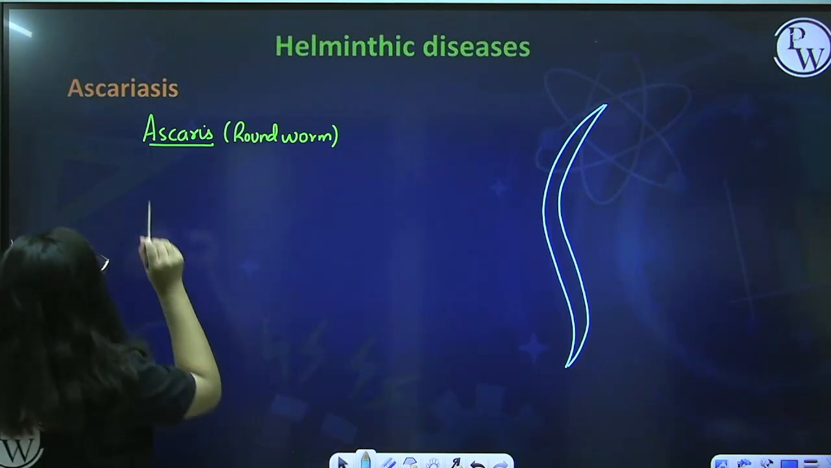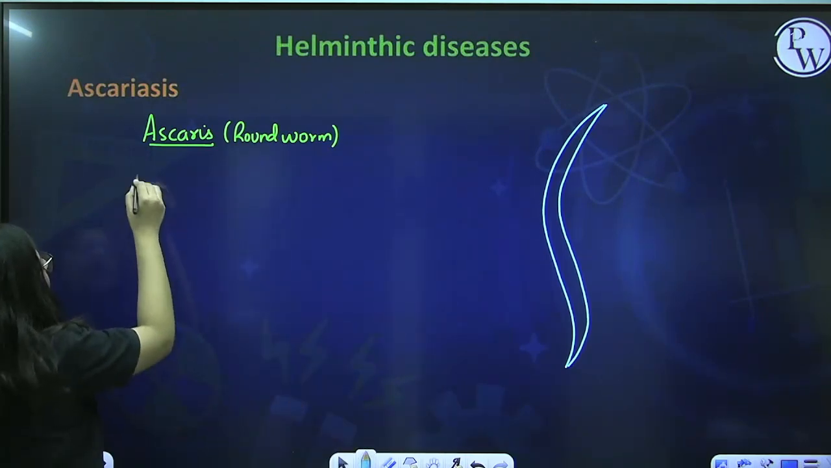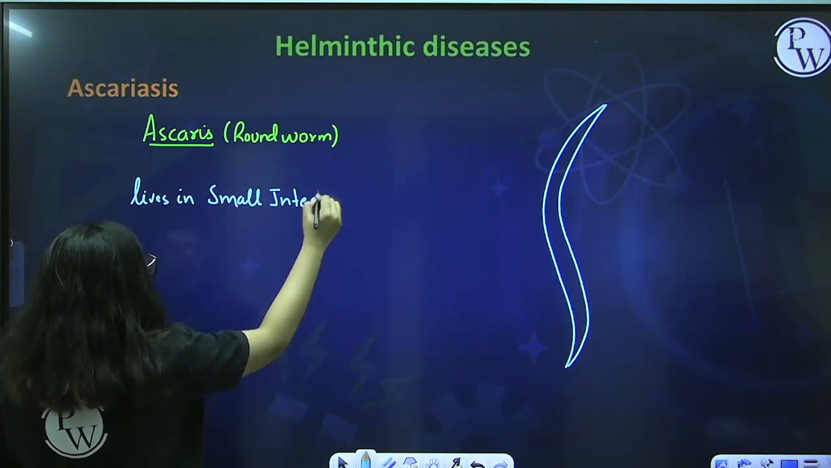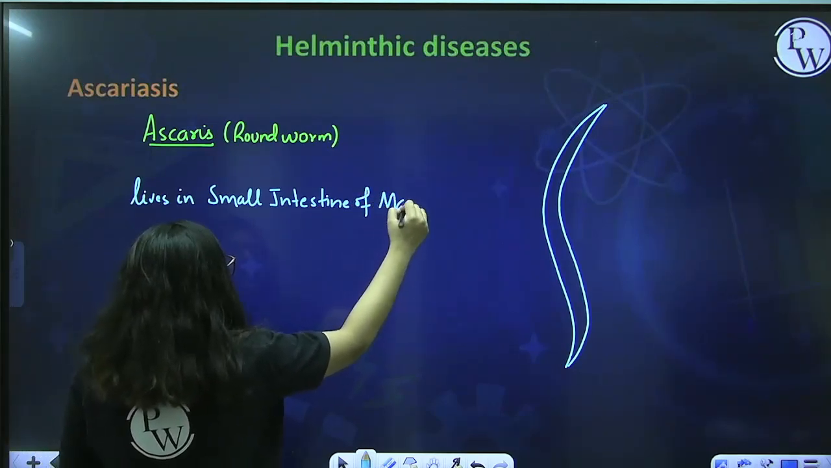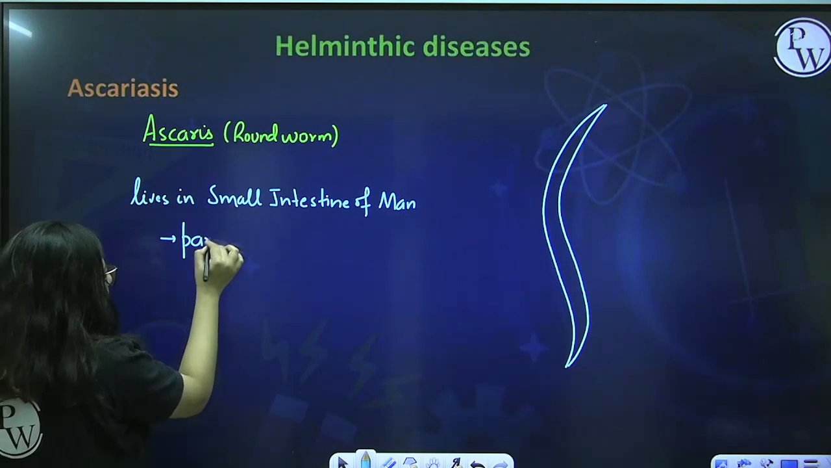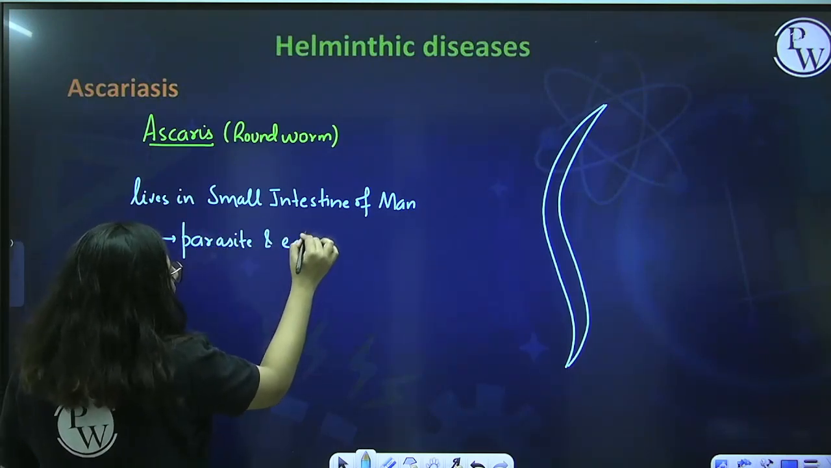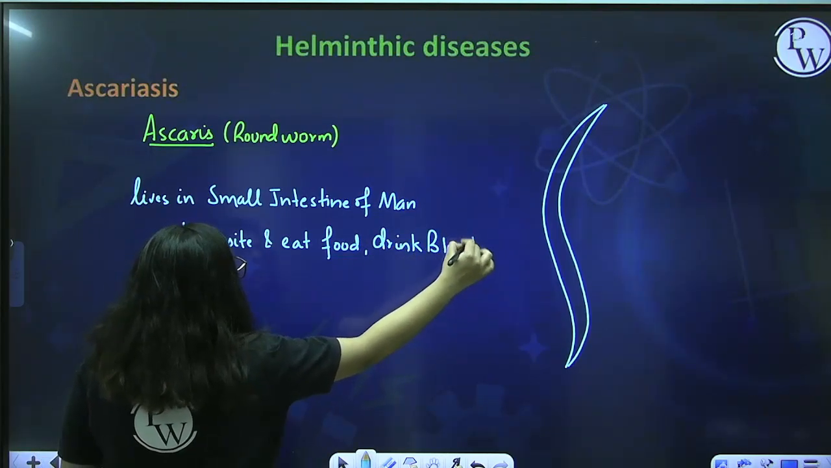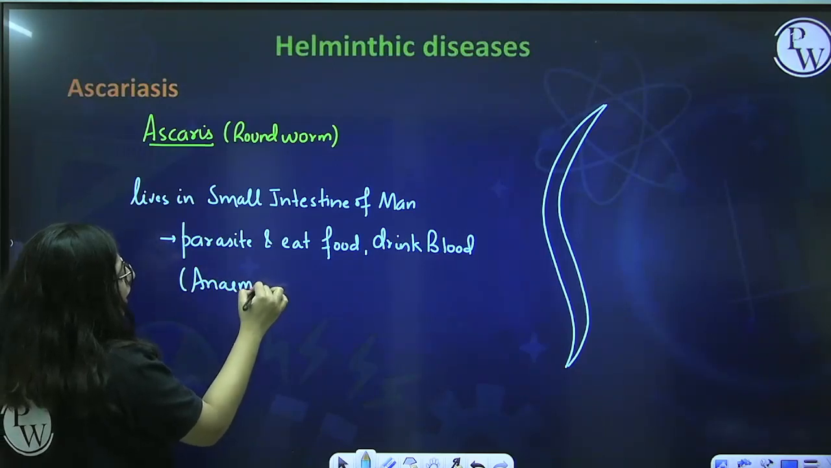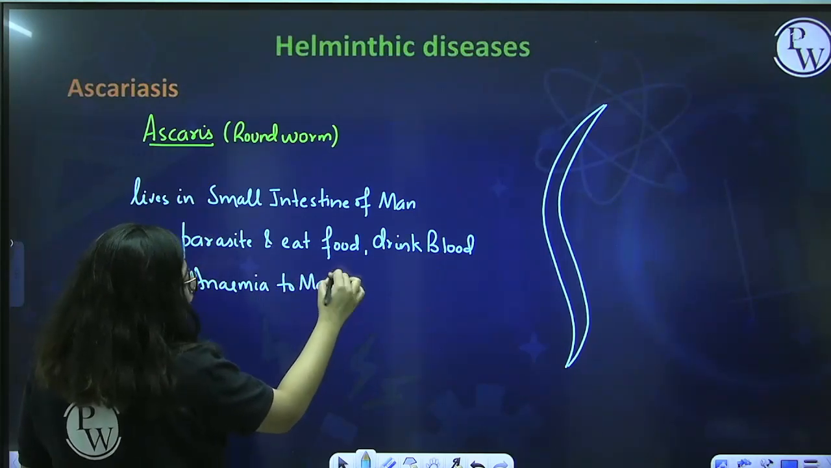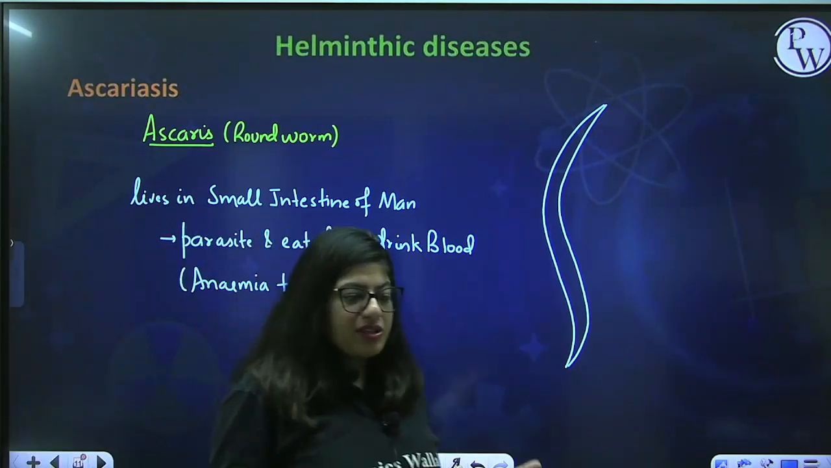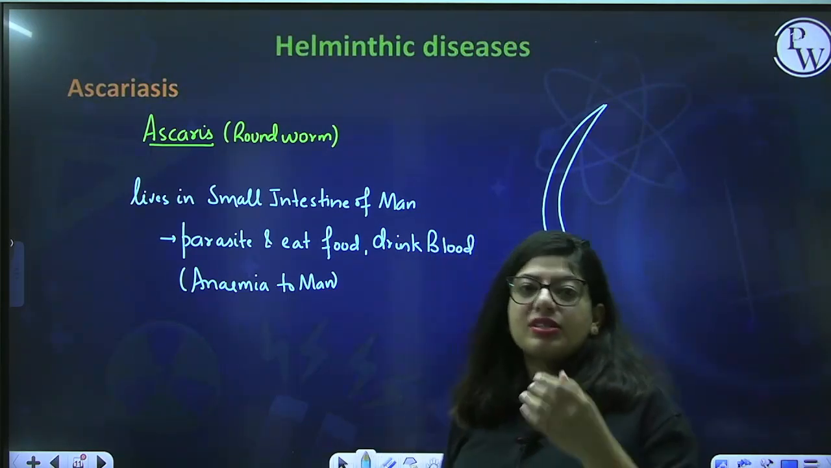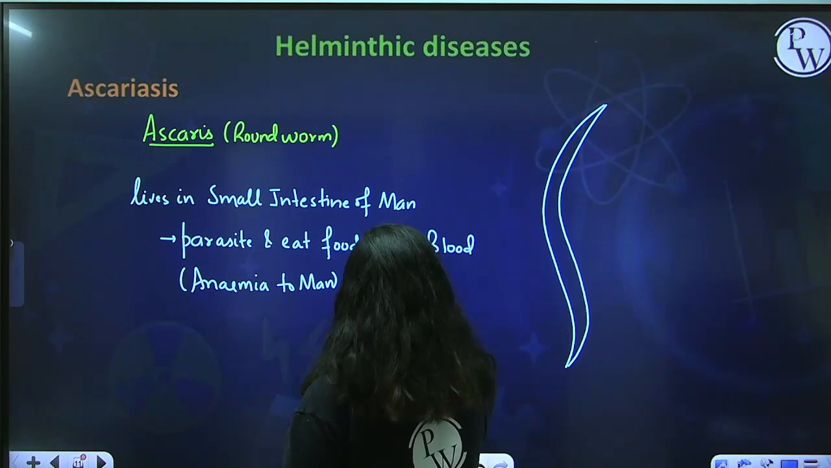Fine. So where does this live and how does it enter inside the body? So it lives in the small intestine of man. So if it is living in the small intestine, that means it's a parasite and eats food, drinks blood. Anything that is drinking blood will cause anemia to man. If someone is drinking blood, you will get short of blood, and what is the disease of shortage of blood known as? Anemia. So that causes anemia to man, making it malnourished.